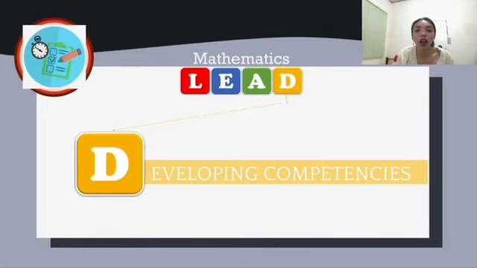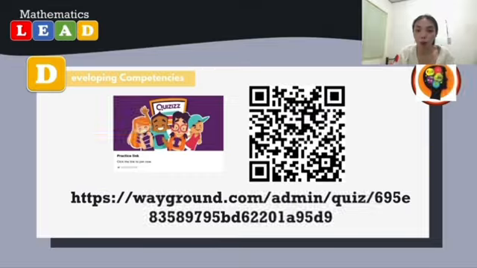So that is our last example. I'm going to leave you guys a practice activity to develop the competencies, that you guys can access and answer anytime at your own pace. So here it is, the quiz link, so you can type this or screenshot this to get the QR. And I hope that you guys learn a lot from today.